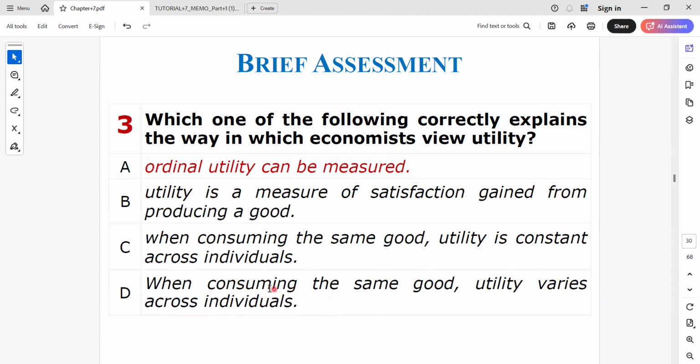I don't even know what this means, but the answer is A, guys. Ordinary utility can be measured. Yeah, because you guys said it, we measure it using utils. When consuming the same good, utility varies across individuals. Utility is not the same across individuals.